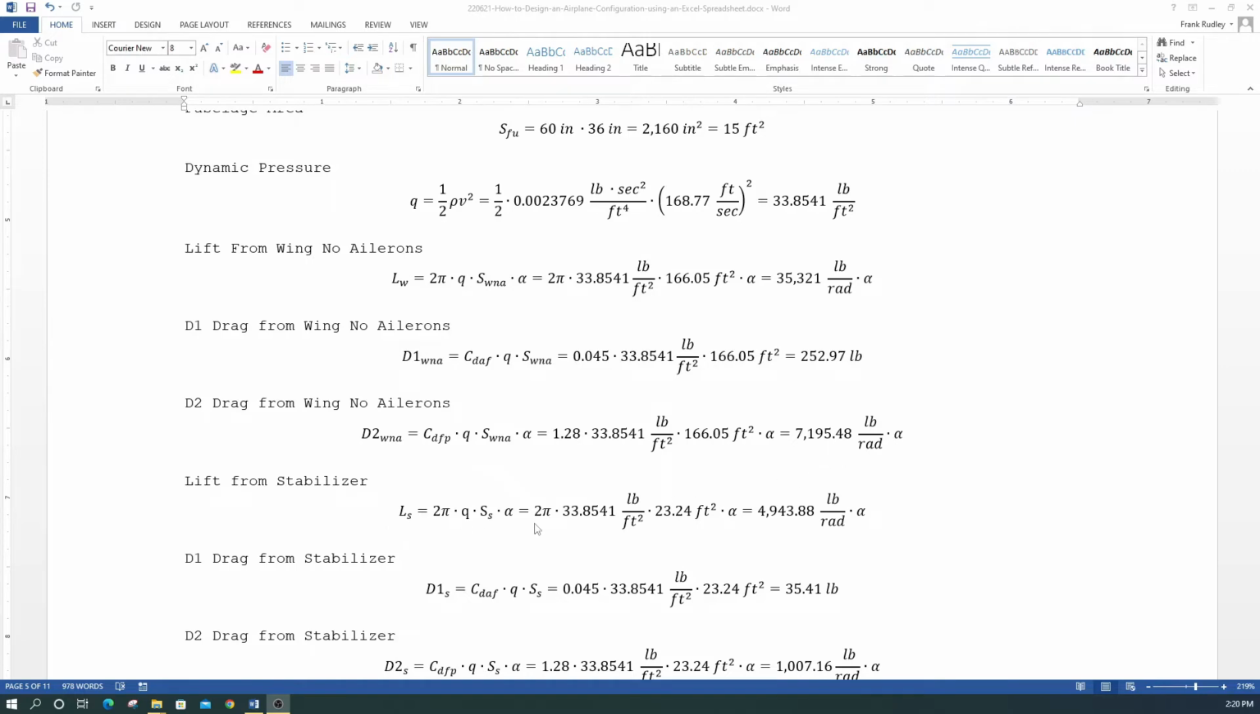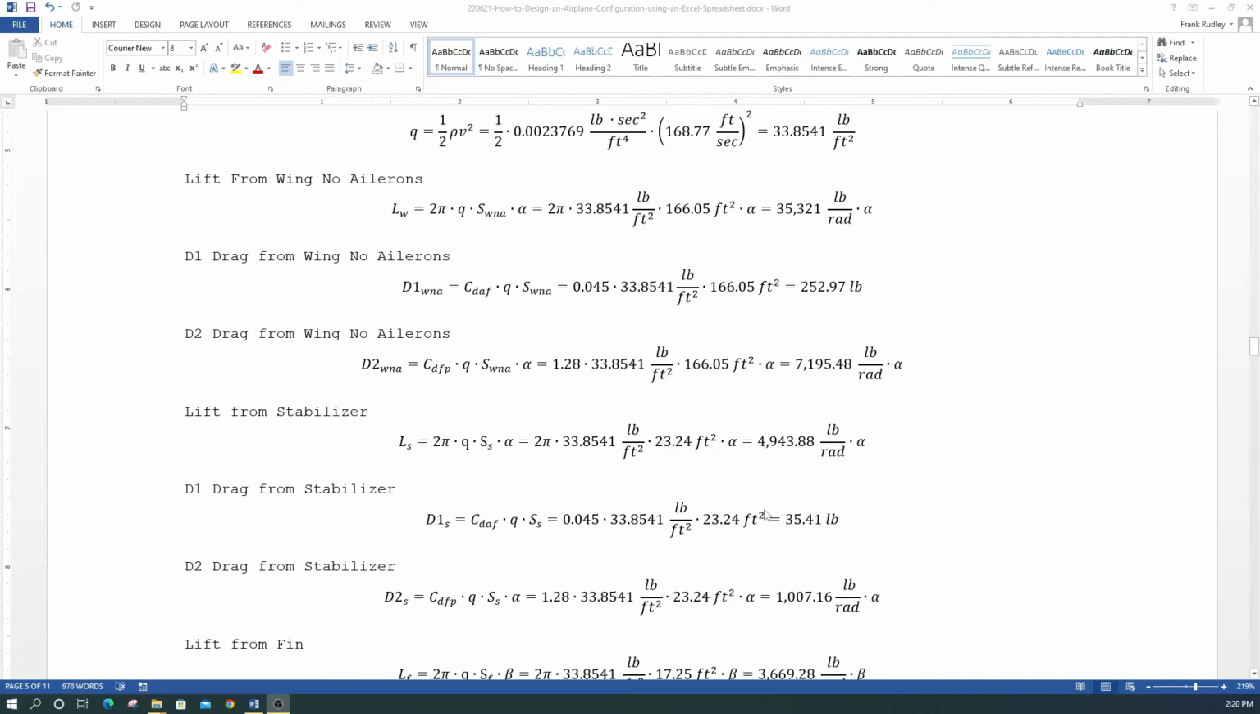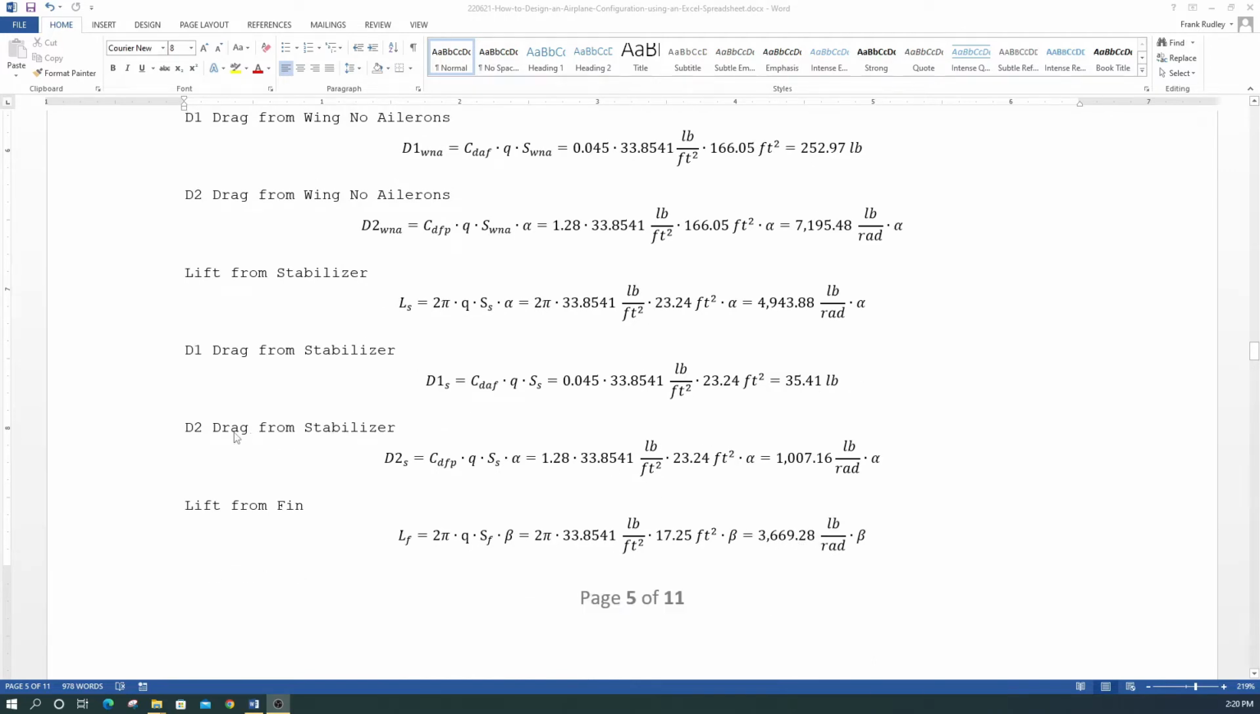Then we have lift from the stabilizer. That's the fixed part of, say, the elevator, and that's a function of angle of attack. And then we have drag from the stabilizer. That's our fixed drag, just assuming it's an airfoil that has a 0.045 drag coefficient. So that comes to a lower 35.41 pounds. And then we have D2 drag from the stabilizer, which is based on the surface area and the flat plate drag coefficient. And then we have lift from the fin.